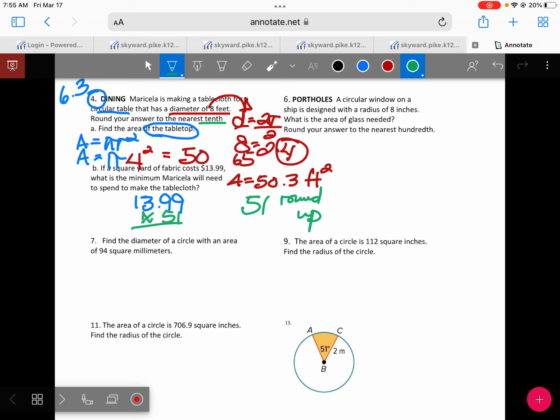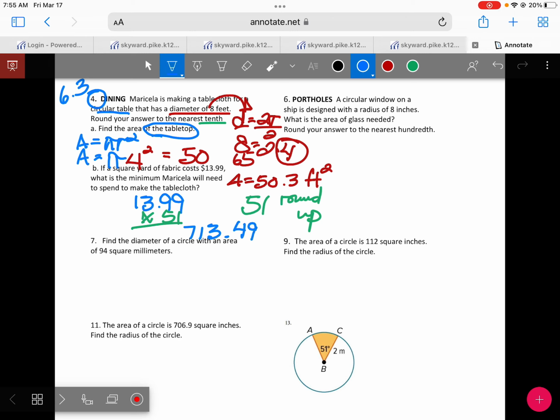3.64. Whoa. 3.64? $13.99 times 51. I was going to say, I think it should be bigger than that. So, what are we getting? 713.49. A little bit louder? 713.49. $713.49.